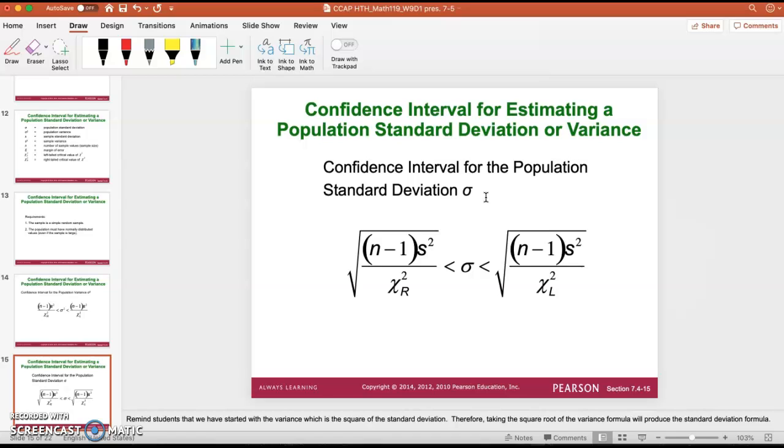And if you want to just go ahead and get a standard deviation confidence interval from there, you can just take the square root of both sides, and that'll give you a confidence interval for the population standard deviation.